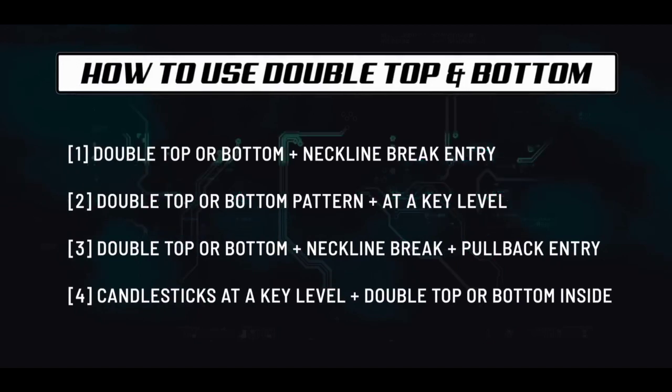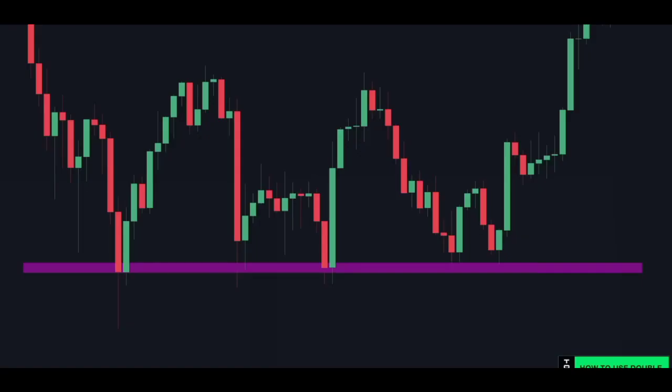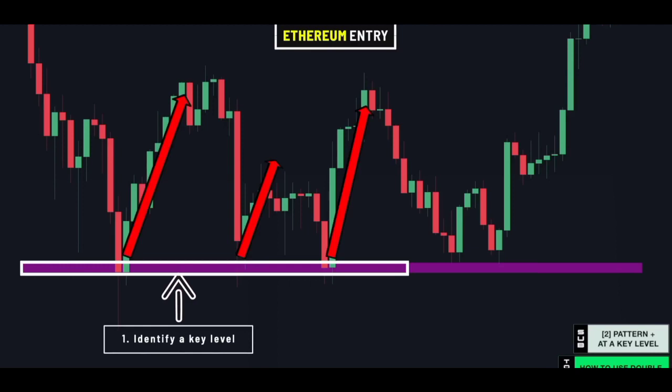So, moving on to the second variation. A double top or double bottom pattern forming at a key level. Now, this is an entry that occurred on Ethereum, and one that many of our members took. So you first need to identify a key level, which you have through these 3 reversal points.